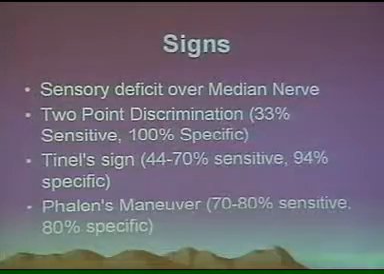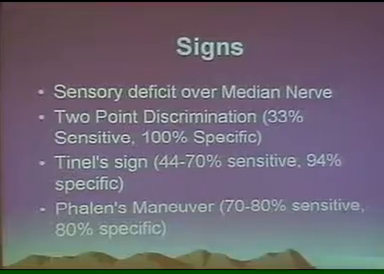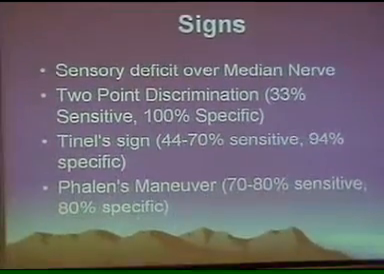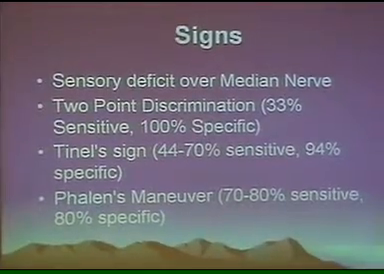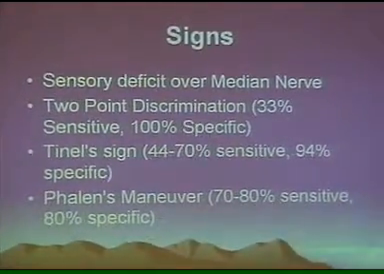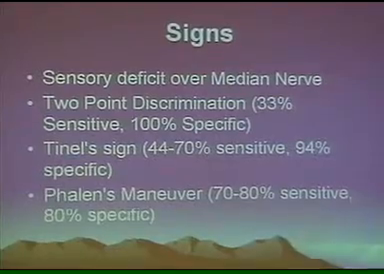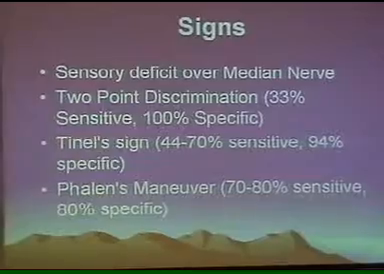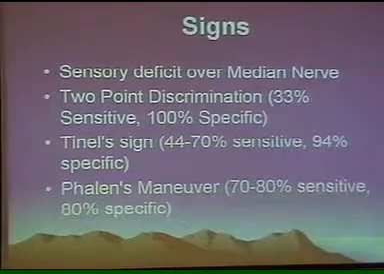Signs: sensory deficit over median nerve, 2-point discrimination. It's a very sensitive point. If this 2-point discrimination is positive, then it's about 100% specific. Then I think even we don't need to do any further investigations.